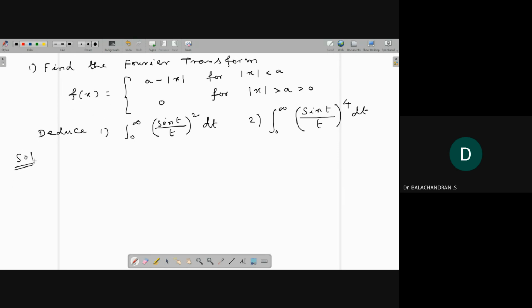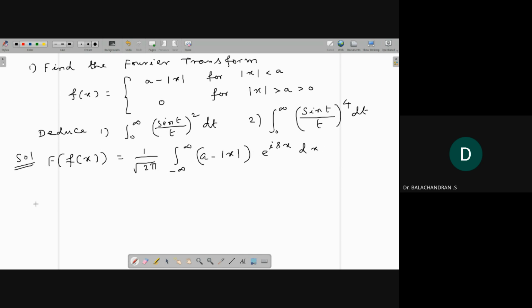Solution. So first step, we should write the definition of Fourier transform. The Fourier transform of f of x is equal to 1 by root 2 pi integral from minus infinity to plus infinity of f of x, which is a minus mod x, into e power isx into dx.